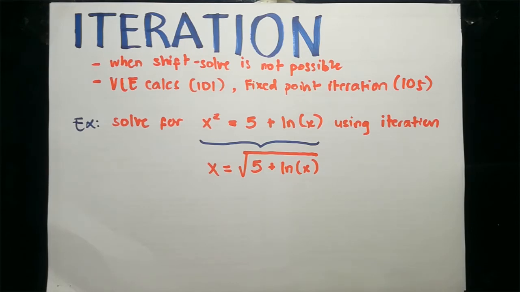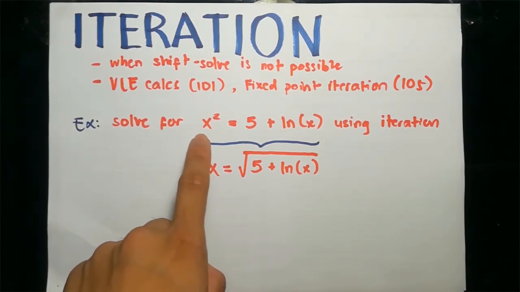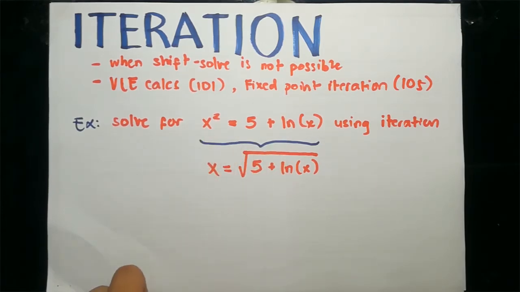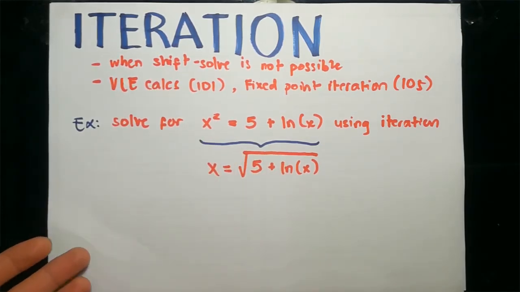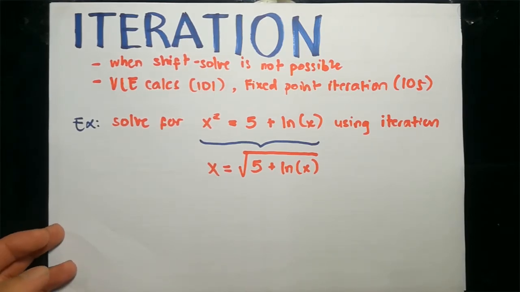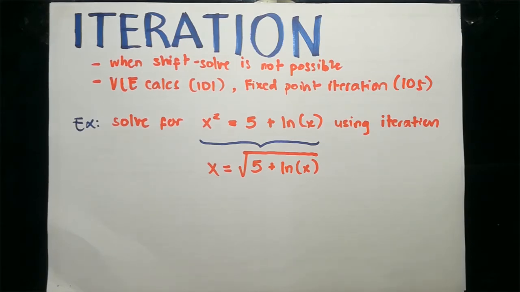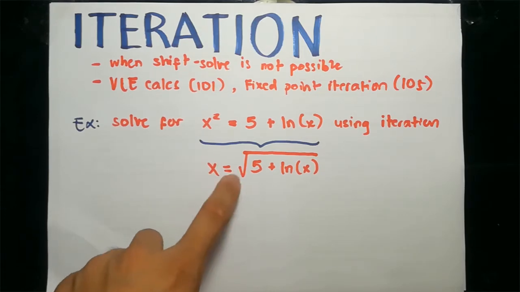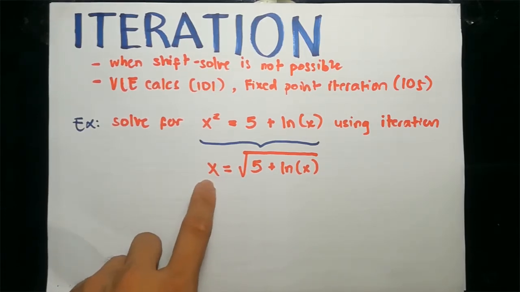So let's try solving for the equation x squared equals 5 plus ln x using iteration. So usually nagiging applicable yung ating iteration when this variable, or one of our variables, in this case x, appears on both sides of the equation. Obviously, in this case, technically, pwede tayong gumamit ng shift solve, but for the sake of exemplification, gagamit tayo ng iteration. So what we do is we convert this form into a form such that yung matitira dito sa isang side is just x.